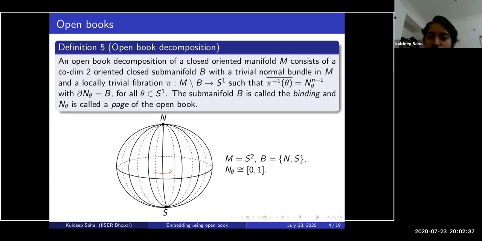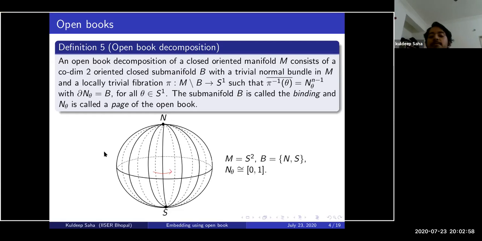If you remove B from M, the complement fibers over S1, where the closure of the fiber is called a page, and the boundary of the closure of the fiber is our manifold B, which is called the binding.